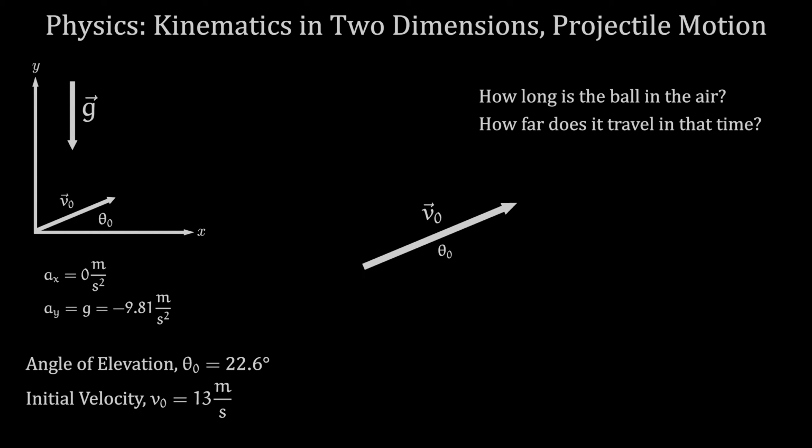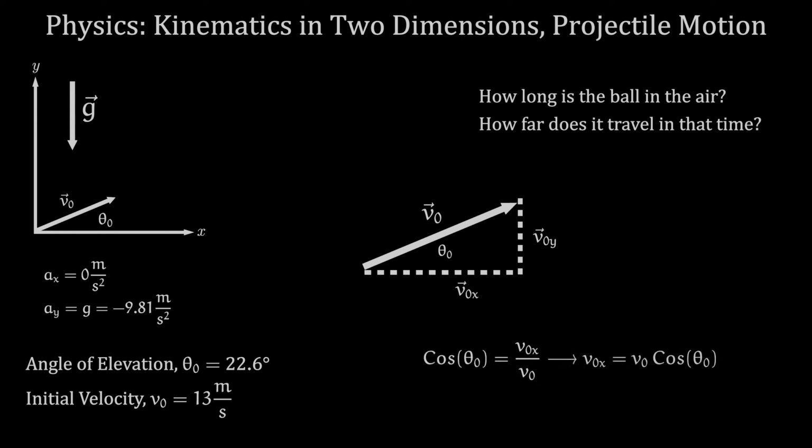The magnitude, the length of the hypotenuse on this right triangle, was given to us as 13 meters per second. The component of this velocity vector that lies in the x direction, v naught x, is 12 meters per second. Then, the component along the y direction, v naught y, is 5 meters per second. Once this object is in motion, it has no way of accelerating itself, so its y acceleration is just due to gravity, and its x acceleration is 0.